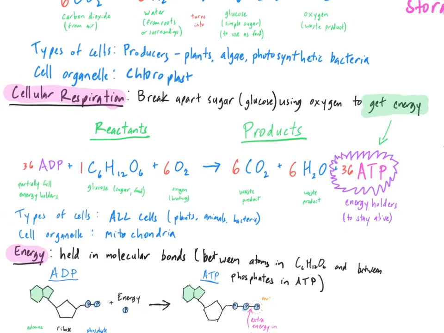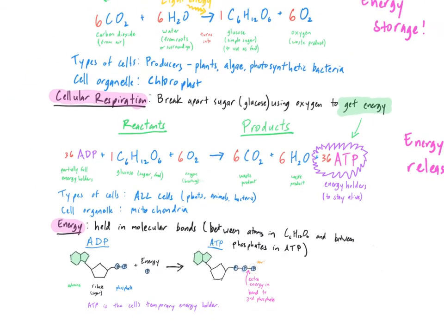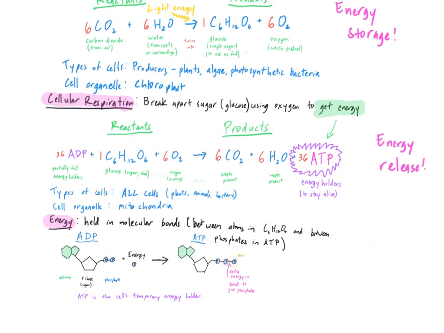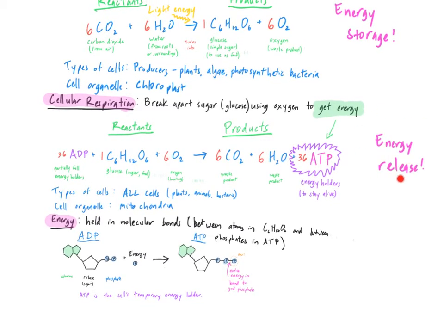So I'm going to break apart the glucose to get energy. That's an energy releasing process. So my reactant is I'm going to have the glucose plus 6 oxygens. That's going to turn into 6 carbon dioxides plus 6 waters.